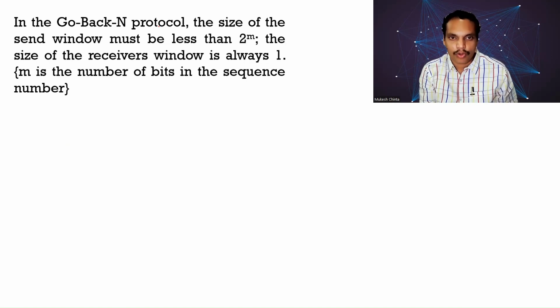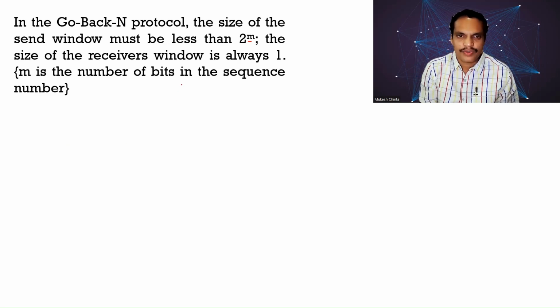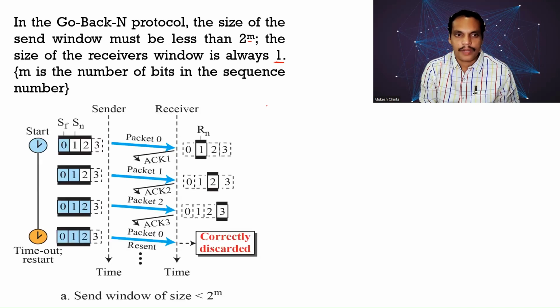In the Go-Back-N protocol, the size of the sender's window must be less than 2 power m, where m is the number of bits. I found this example from Forouzan's textbook. The receiver's window is always 1. There is no discussion about that. Okay, now let me show you.